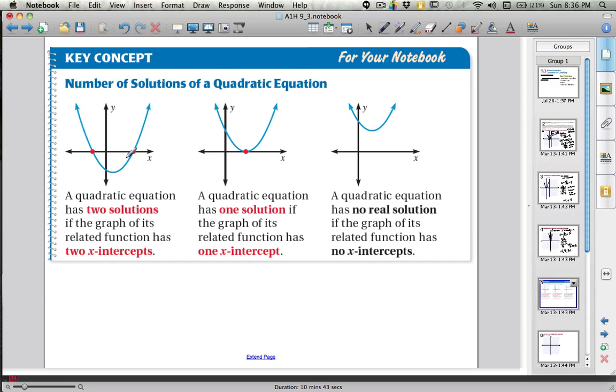This is what it looks like when you've graphed them. Intersecting the x-axis in 2 points, two solutions. A repeated solution has the vertex on the x-axis. And two imaginary solutions, or no real solutions, doesn't hit the x-axis at all.